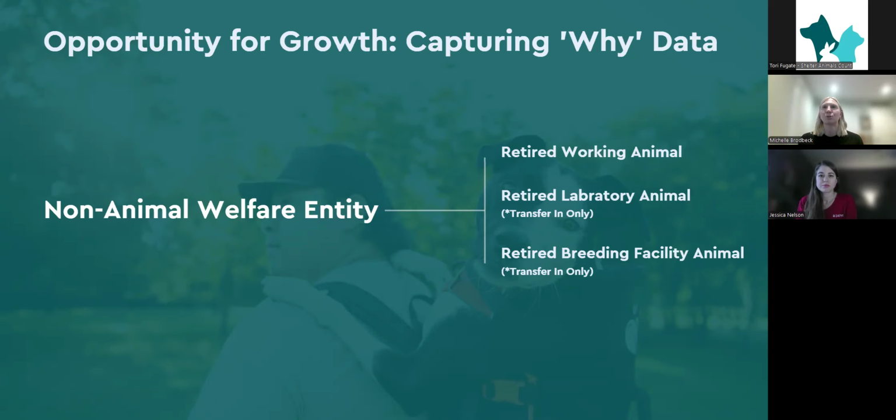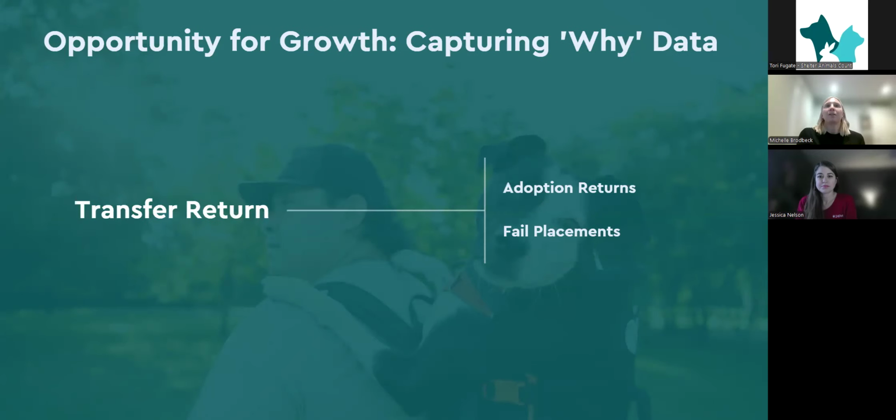And so you'll notice also there is an asterisk under retired laboratory and retired breeding facility animals, as we would likely only be using that as a transfer in subtype. To my knowledge, fortunately, there's not any transfers out going to these types of places. And finally, we have transfer returns, which is pretty easy to understand. These are where animals would be transferred back to an originating organization after being previously transferred, typically due to some kind of failed placement or adoption return.